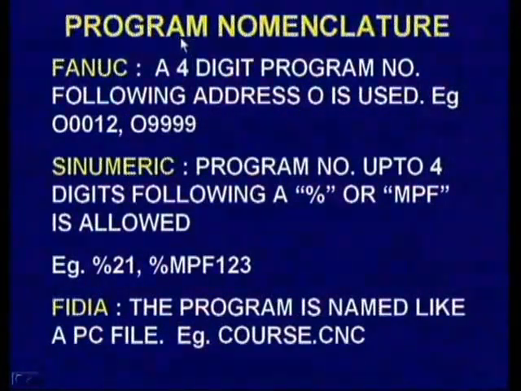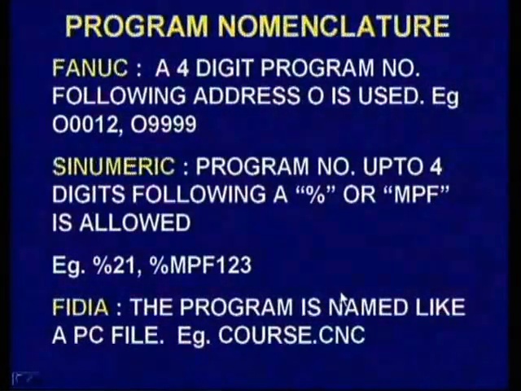Then what do you mean by program nomenclature? Here in FANUC, a 4-digit program number following the address is used. Actually it is preceded with a letter O. Here O0012 like O9999. Similarly in Numeric, a program number up to 4 digits following a percentage or MPF is allowed. In FIDIA, the program is named like a PC file, that is course.cnc.